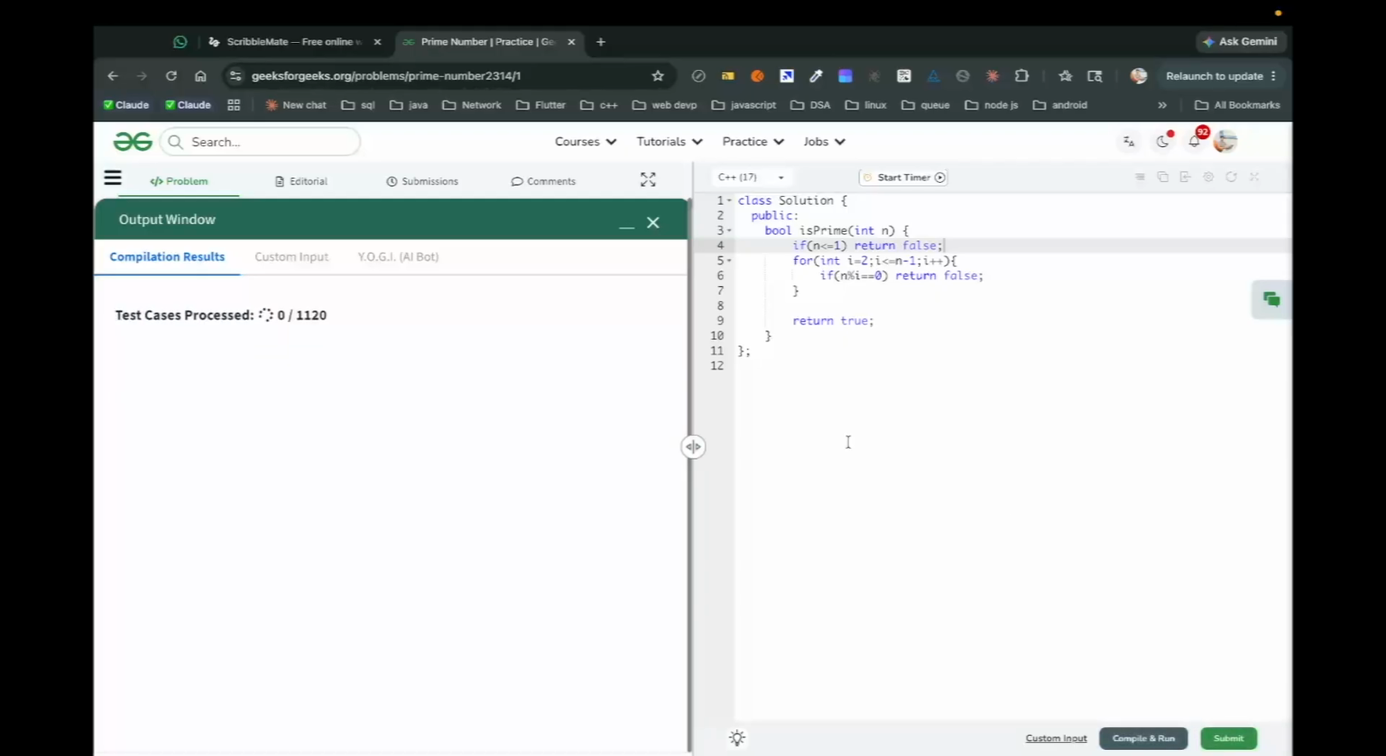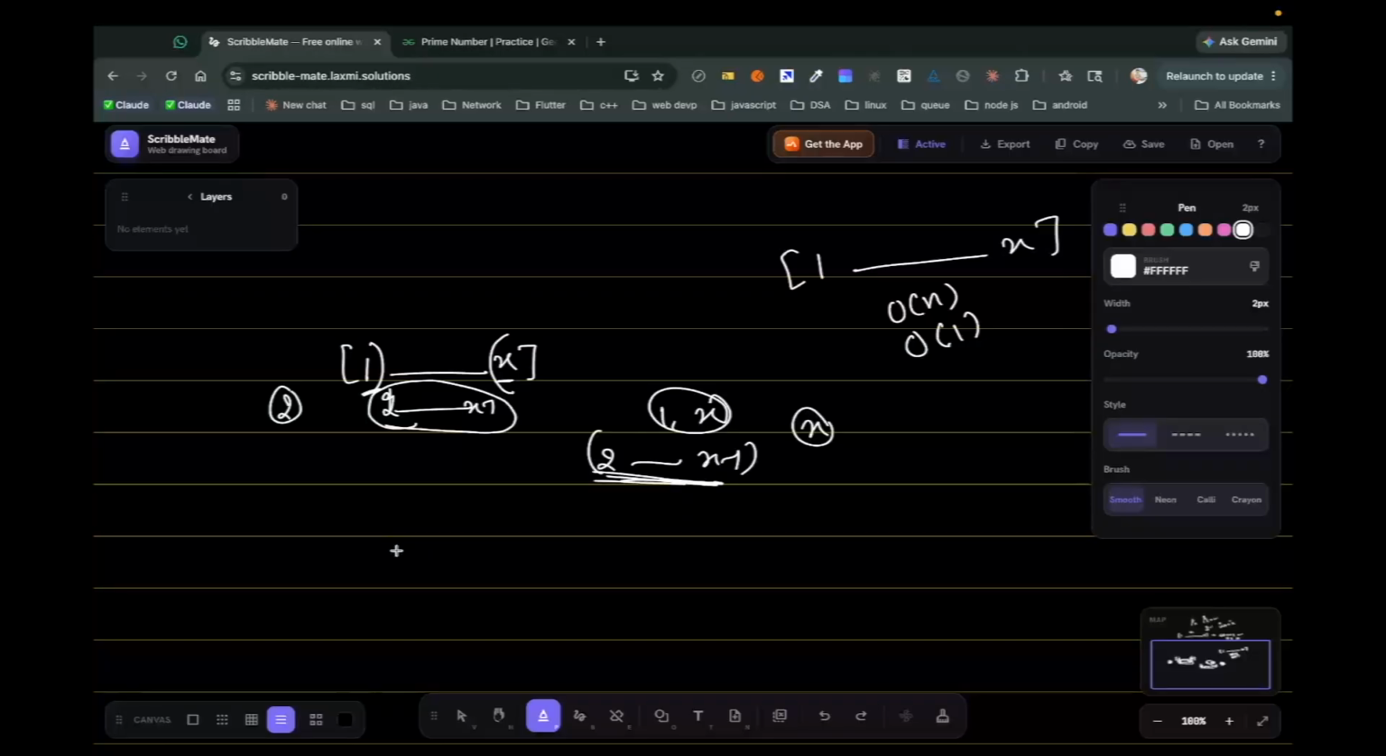Now we'll submit to check whether all the test cases are being passed or not, and all the test cases have been passed. So the time complexity of this algorithm is also big O of n, because although we separated out 1 and the number itself, we still checked for all the numbers from 2 to x. But you would ask why big O of n? Because when we found any divisor, for example here, we exit early and say false.